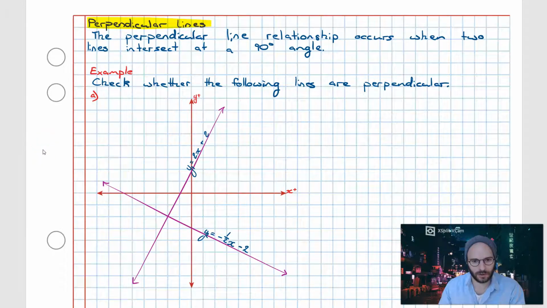Welcome to this video on the topic of linear relationships. In this video, we'll be exploring the mathematical concept known as perpendicular. Now, the perpendicular line relationship occurs when two lines intersect at a 90-degree angle.